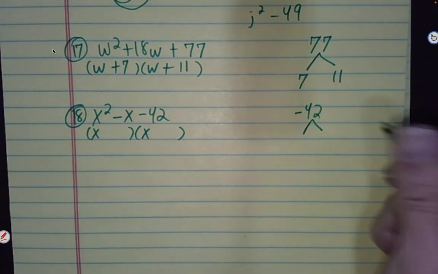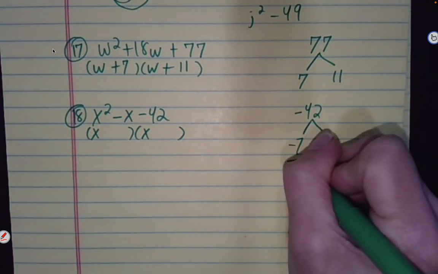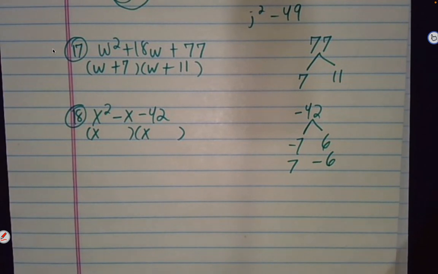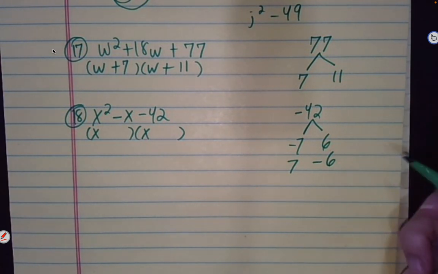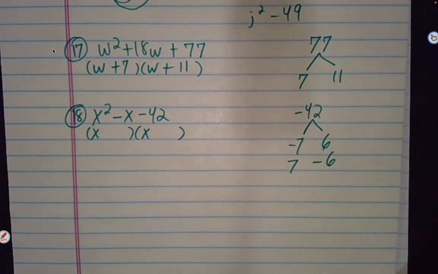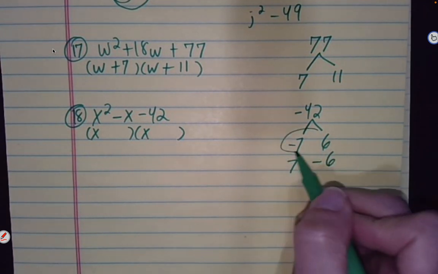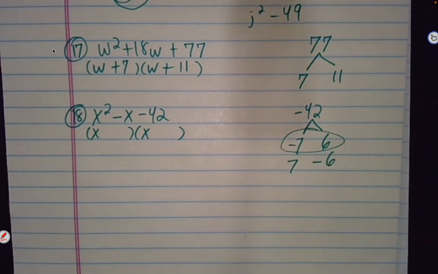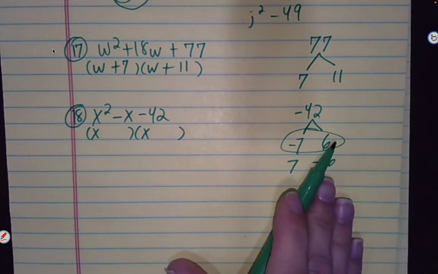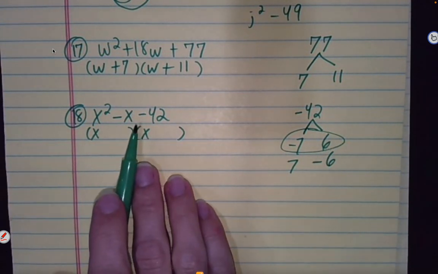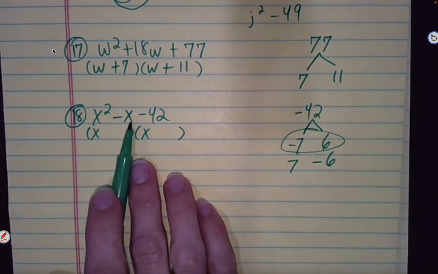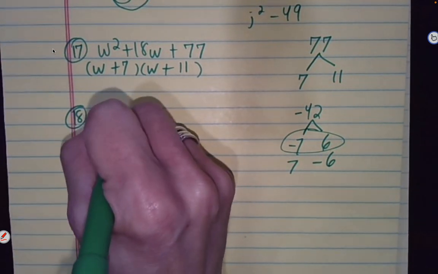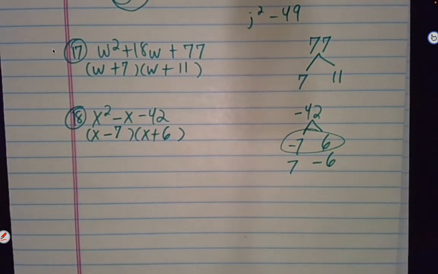What are factors of negative 42? That means what times what? Negative 7 and 6, 7 and negative 6. Okay? So do any of those add up to a negative 1x? Which one? The negative 7. Does everybody understand that? They multiply to give me the last number, but they have to add to give me this middle number, which is negative 1. So I put minus 7, and that was a positive or a plus 6.